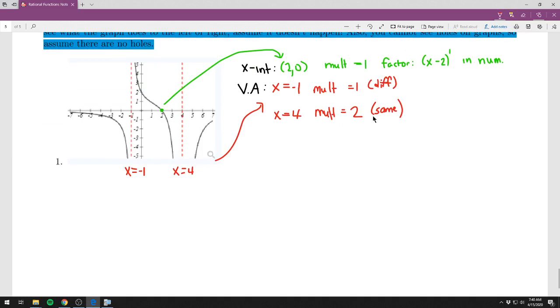All right, so this is telling us our factors of the denominator. We have x plus 1, our opposite sign, to the first power, and x minus 4 to the second power.